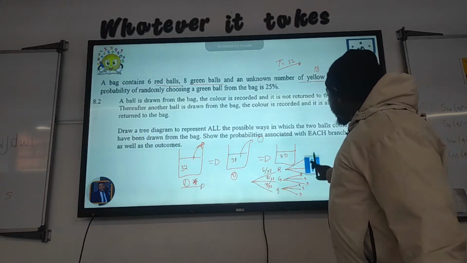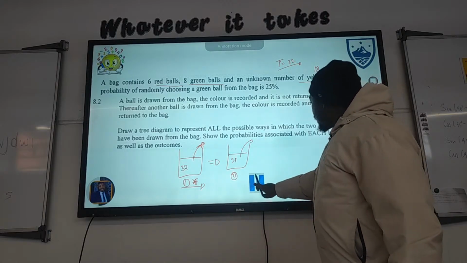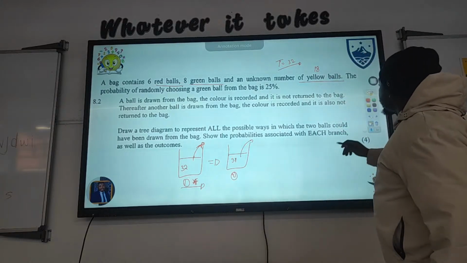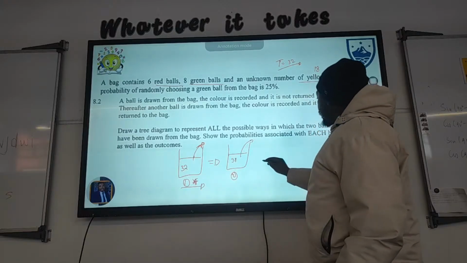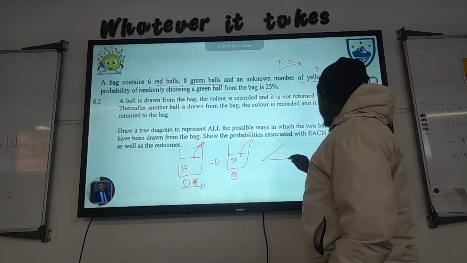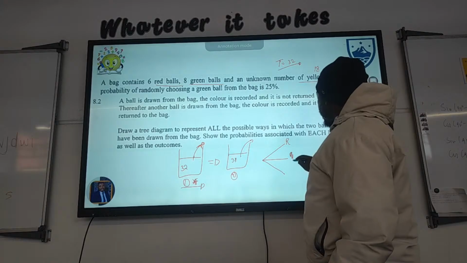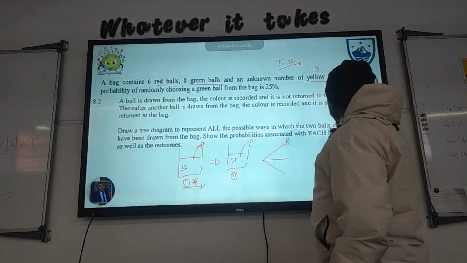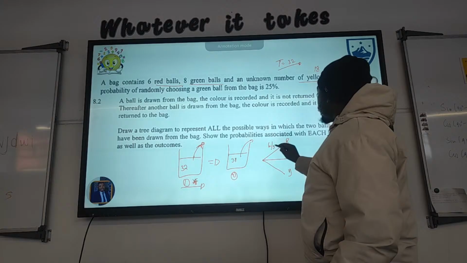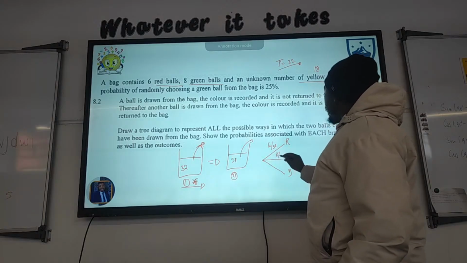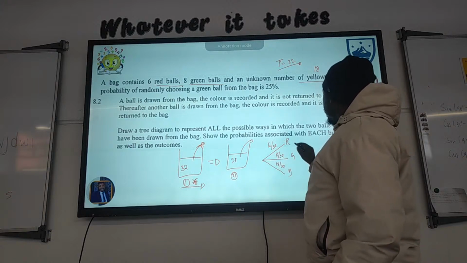Let me erase this. I want it to be a bit bigger. I'll erase this. Okay. The 3 first branches: 1, 2, 3. Red. This was green. And then yellow. We said this was 6 over 32, and this was 8 over 32, and this will be 18 over 32.